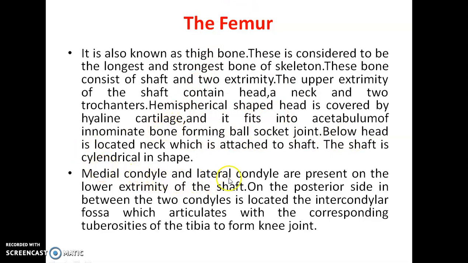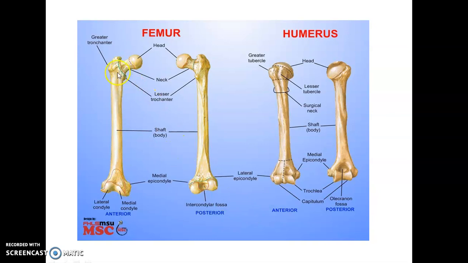The medial condyle and the lateral condyle are present on the lower extremity of the shaft. On the posterior side, between the 2 condyles is located the intercondylar fossa, which articulates with the corresponding tuberosities of the tibia to form the knee joint. This is the structure of our femur. It has the head, shaft and medial condyle.